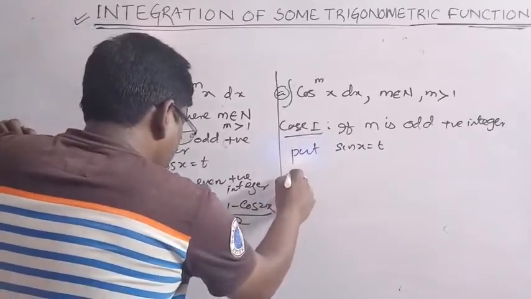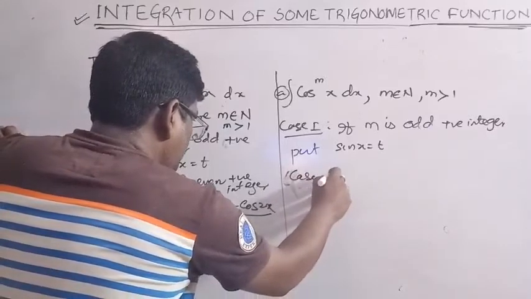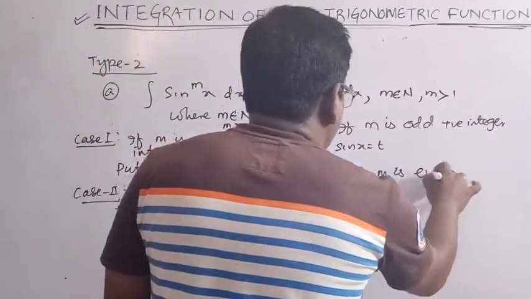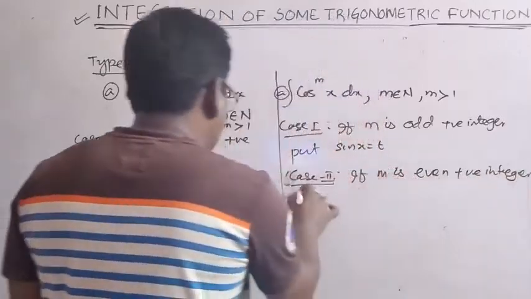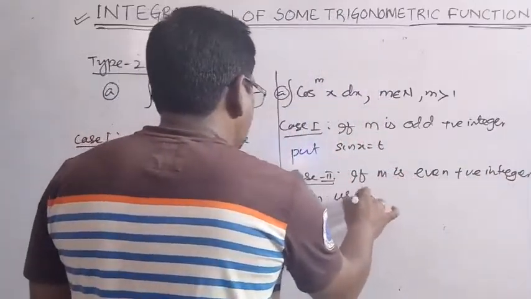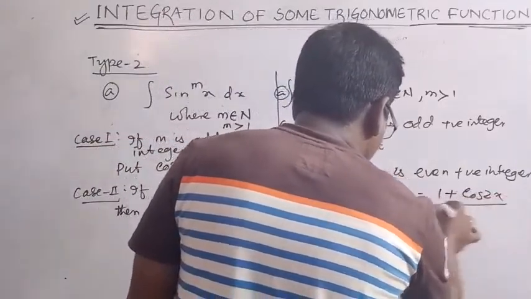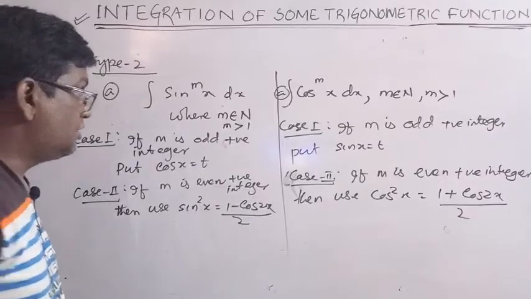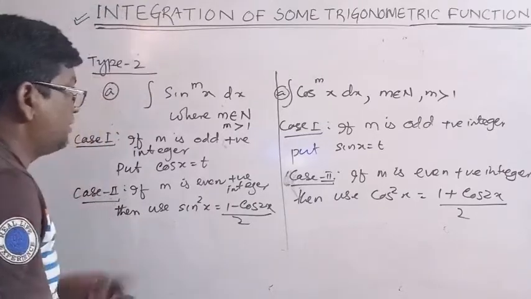Case 2: if m is even positive integer, then use cos square x is equal to 1 plus cos 2x by 2. Now this is the theory of sin mx and cos mx. Now let's do some problems related to this.